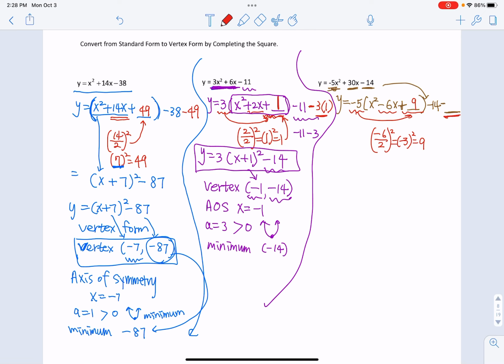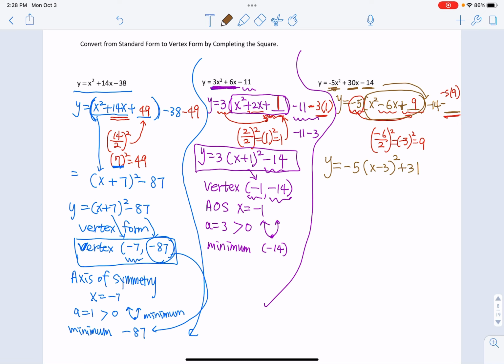That means you cannot subtract 9 simply, because of the leading coefficient of negative 5. So I will multiply negative 5 with 9. That's what you have to subtract. And if I rewrite this one, negative 5 with inside x squared minus 6x plus 9, you can write as (x - 3) squared, perfect square, and negative 14 minus negative 45 makes positive 31.